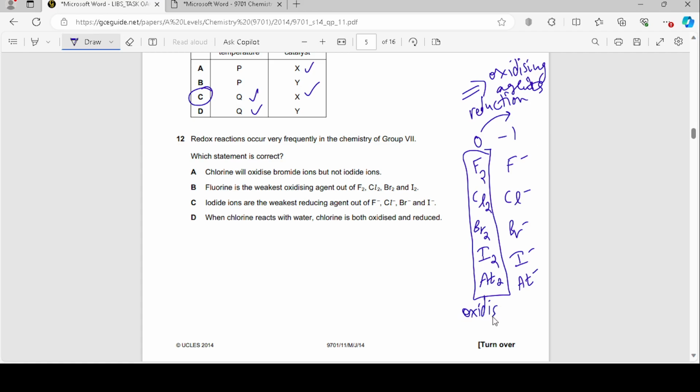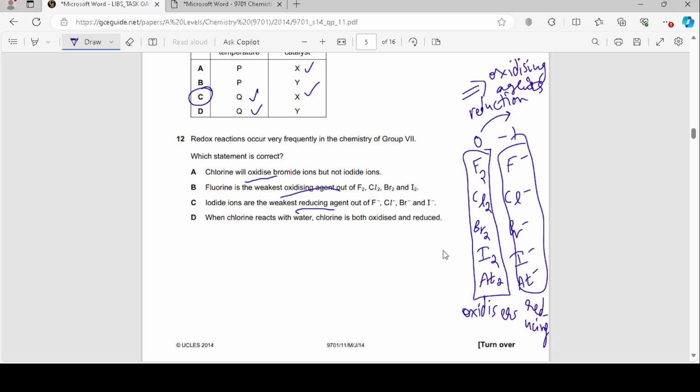These are oxidizing agents, whereas the right hand side ones are the reducing agents. Now I will see the options again. Chlorine will oxidize bromide ions. Does it make sense? Yeah, it could be an oxidizer. Fluorine is the weakest oxidizing agent. Again, this is an oxidizing agent, so I'm going to keep that. It's not a wrong statement. Iodide ions, again, that's a correct statement. Reducing agent. When chlorine reacts with water, chlorine is both oxidized and reduced. So right now I cannot cancel out any options just through my original logic. But then, chlorine will oxidize bromide ions, but not iodide ions.